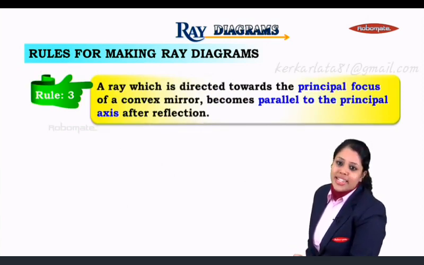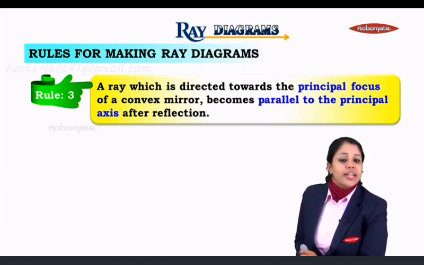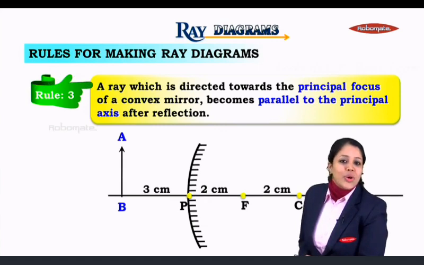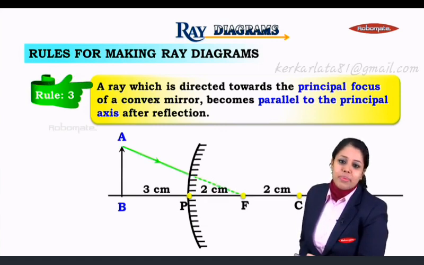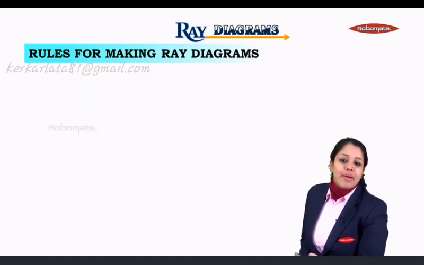Coming to the third rule, it says a ray which is directed towards the principal focus of a convex mirror becomes parallel to the principal axis after reflection. So if the incident ray is directed towards the principal focus, then after reflection, the reflected ray will become parallel to the principal axis.